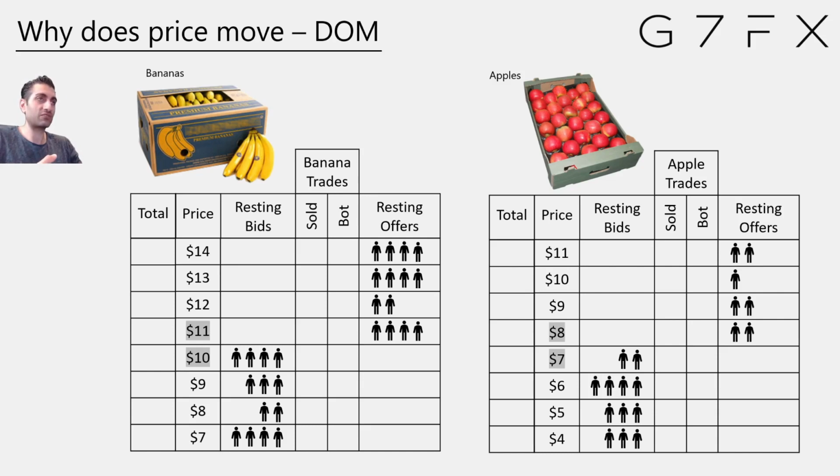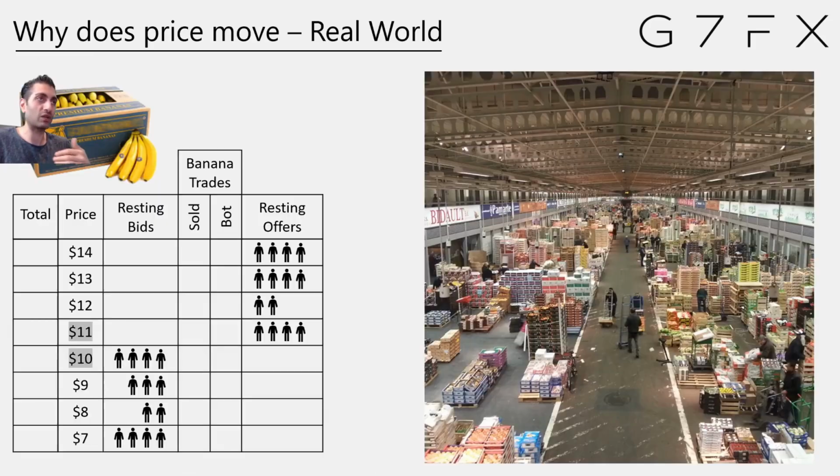it's obviously taking place physically, almost in an auction type format. Bananas will have a depth of market, apples will have a depth of market, cucumbers will have a depth of market. So I just wanted to make this point before we start the example, because the example is going to be quite long.